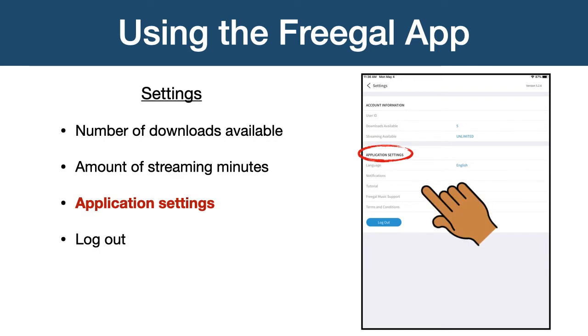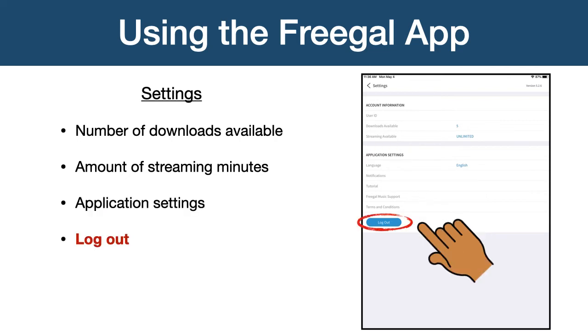You can access your application settings. Here, you can change your preferences for things including languages and notifications. You can access tutorials or get support from Freegal. This is also where you can log out. This is important to know if you're using a shared device.